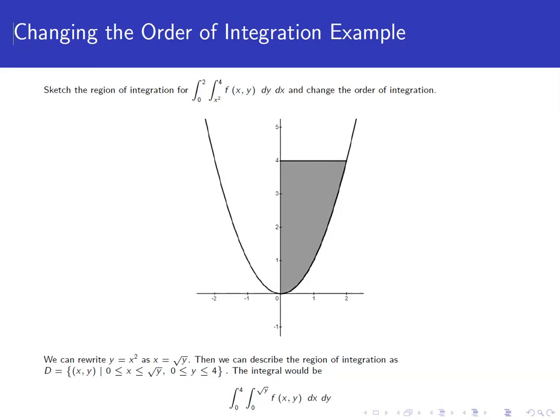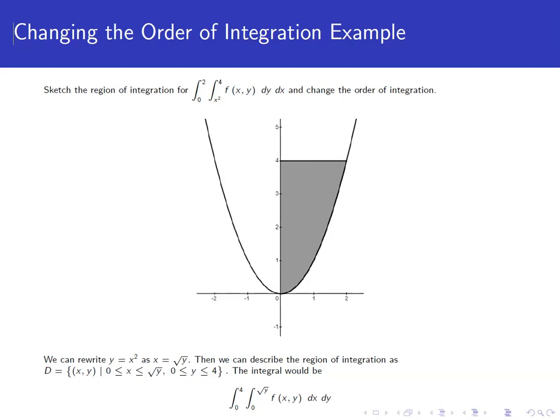In this video, we're going to look at an example of how we change the order of integration for an iterated integral. So we're given some arbitrary function f of x, y, and being asked to originally do the iterated integral from 0 to 2 and integral from x squared to 4 with respect to y first and then with respect to x, and we're being asked to change that order around.